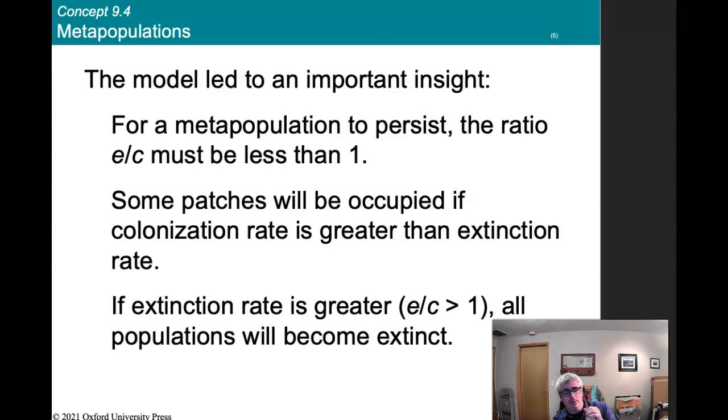And some patches will be occupied if colonization rate is greater than extinction rate. If extinction rate is greater, i.e. you have more extinction compared to colonization, so if you have extinction in 3 ponds and only colonization in 1, that's a number greater than 1, the population will go extinct. And so we can think of it in a ratio that way.